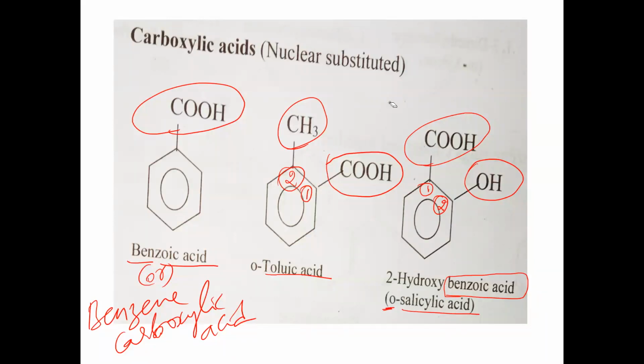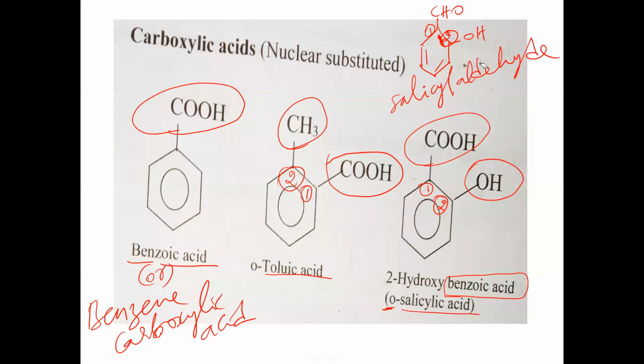Ortho-salicylic acid. Now also we have salicyl aldehyde. Remember, salicyl aldehyde: benzene ring, benzene nucleus with CHO and OH. First carbon and second carbon. So it is 2-hydroxy benzaldehyde. What is 2-hydroxy benzaldehyde called now? Salicyl aldehyde.